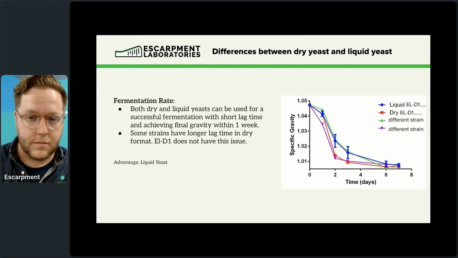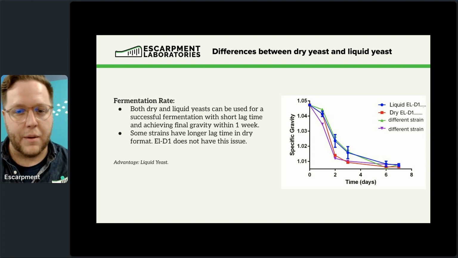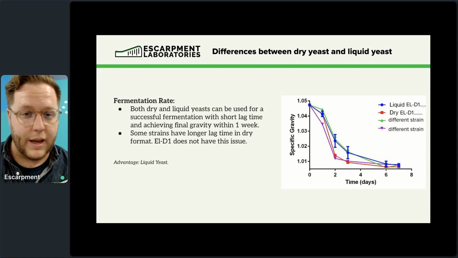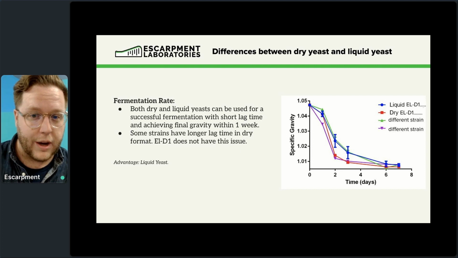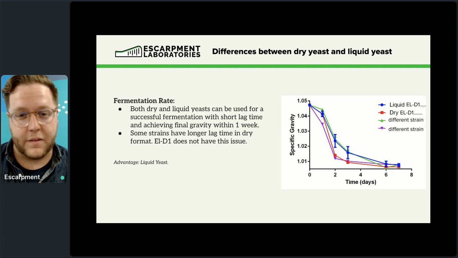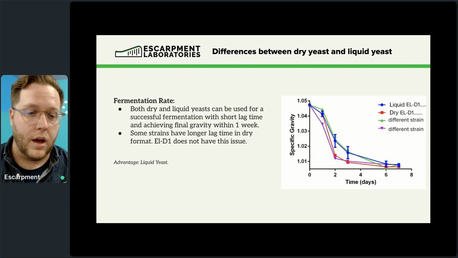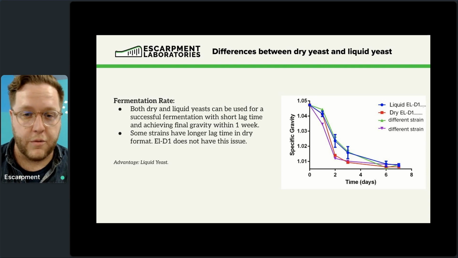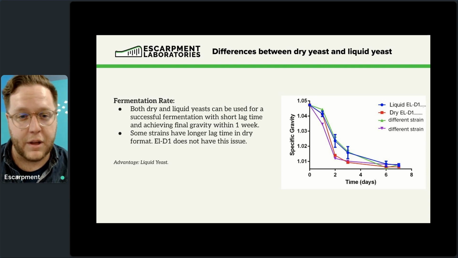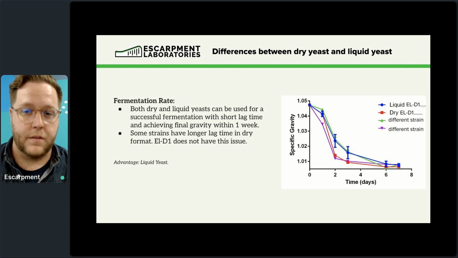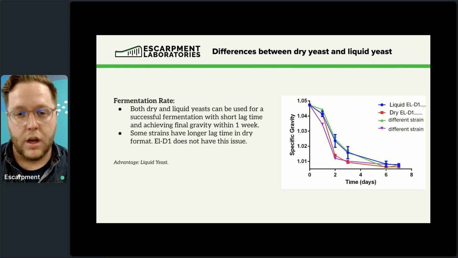Fermentation rate. This is kind of interesting. Both dry and liquid yeast, if they're produced to high quality, can be used to make a successful fermentation with everything you would expect: a short lag time, fast final gravity. For an ale, we want to see it hit final gravity in less than 7 days. That's our target. For a lager, it'll be a little bit longer.